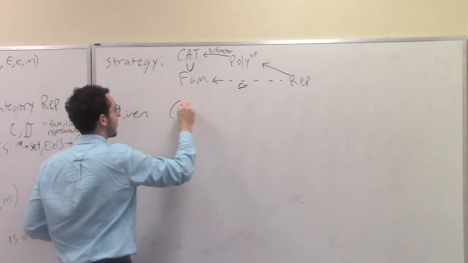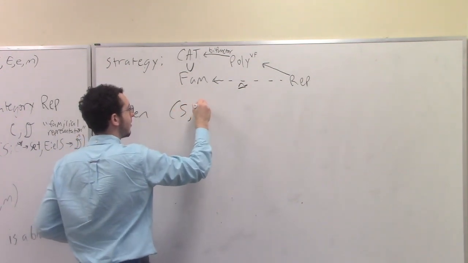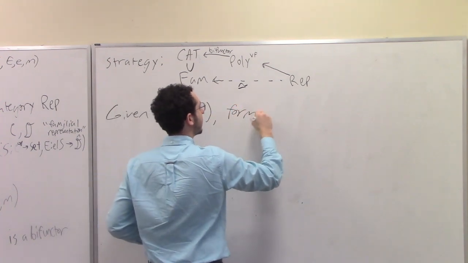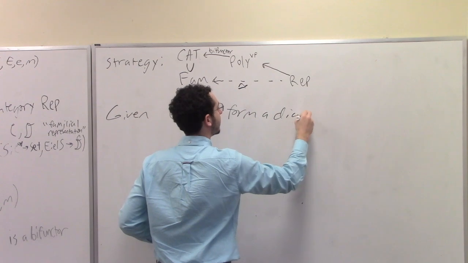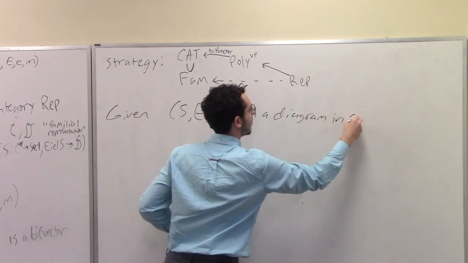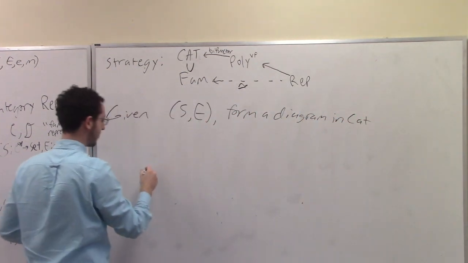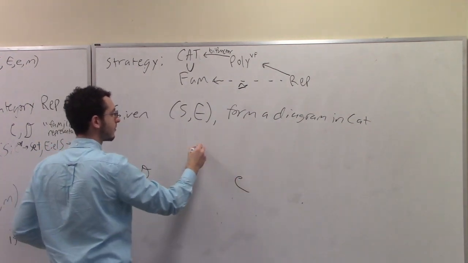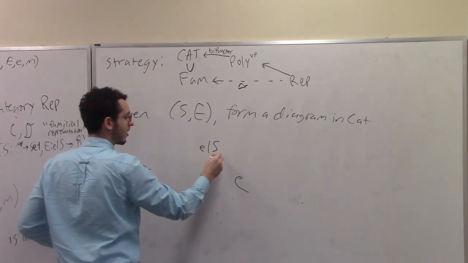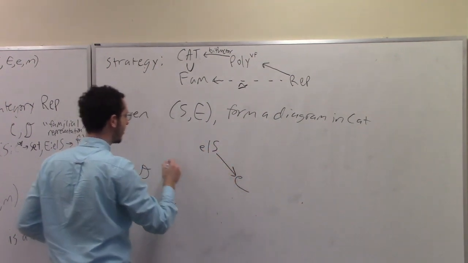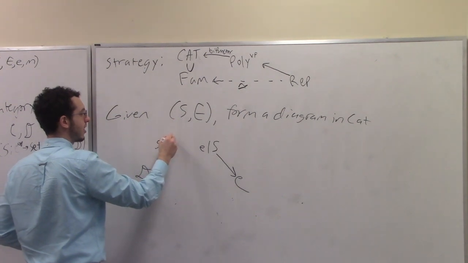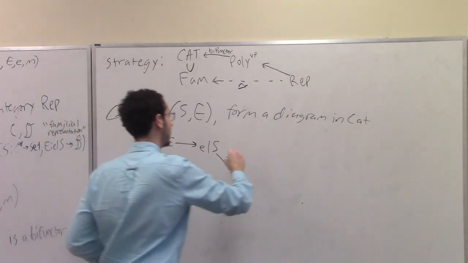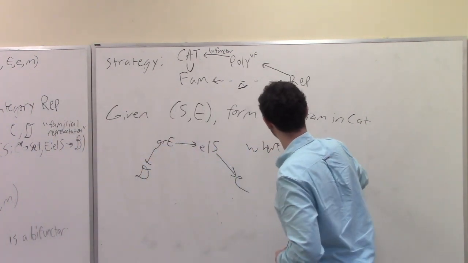So given a pair S and E, we form a diagram of small categories where we have the category D down here, we have C over here, we have the category of elements of S here, and in this place we have a category which I call GR of E.